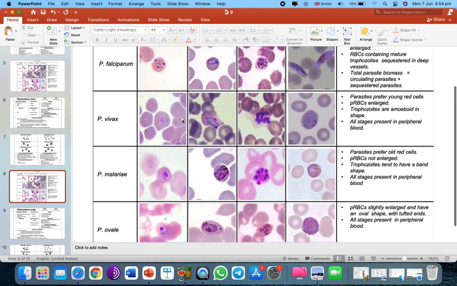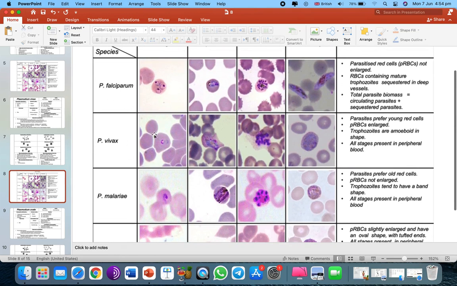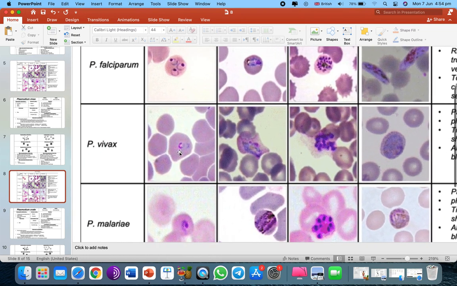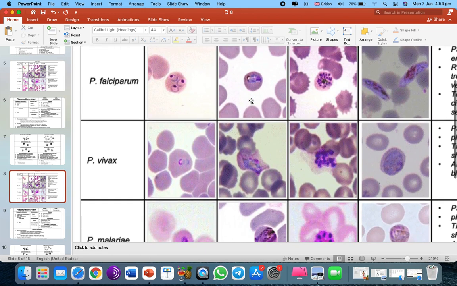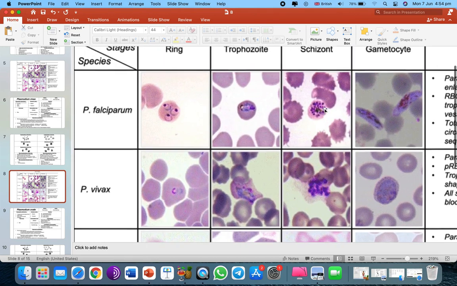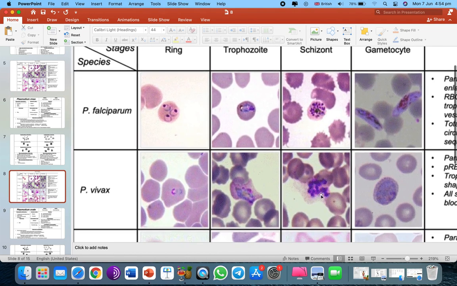Okay, so now let's compare between the falciparum and vivax. Look here, so this is the trophozoite. It looks like an amoeboid shape, but here it is ring shape, okay, ring stage. And the schizont is also here. It looks bigger. So the merozoite here... sorry, this is the trophozoite. The trophozoite is like the amoeboid shape. It looks like an amoeba, right? But here it's circular. And the schizont here, as you can see, you can count the merozoites, 16 or more. And the gametocyte looks like an oval shape, but here, banana shape.